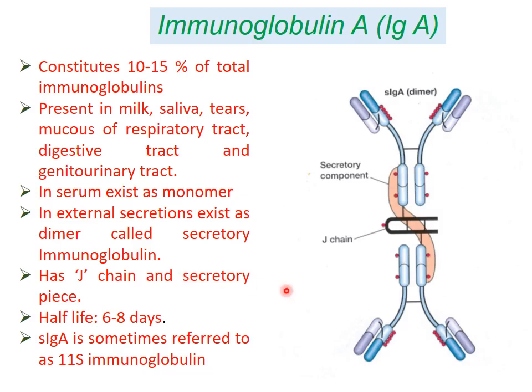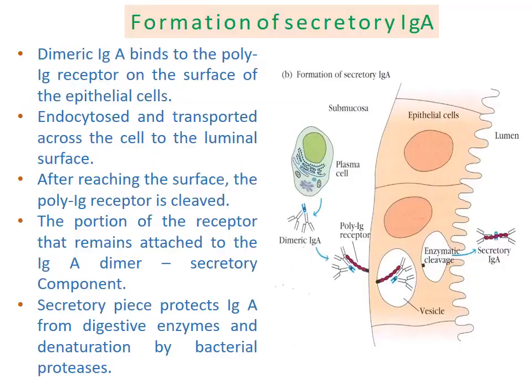This secretory immunoglobulin dimer, so how are they connected? They are connected via J chain and via secretory component. This pink one is the secretory component and the black one is the J chain. So they are connected via J chain and secretory piece. The half-life of immunoglobulin A is 6 to 8 days, whereas in case of IgG it was 23 days. Okay. So how does the secretory IgA form?